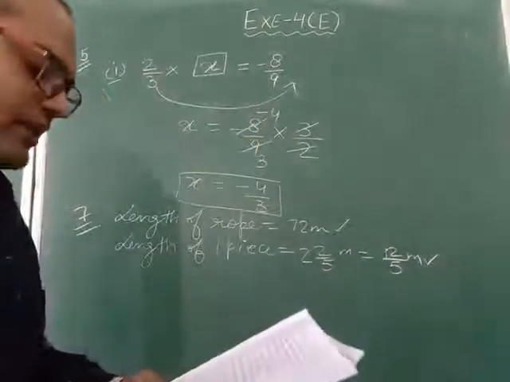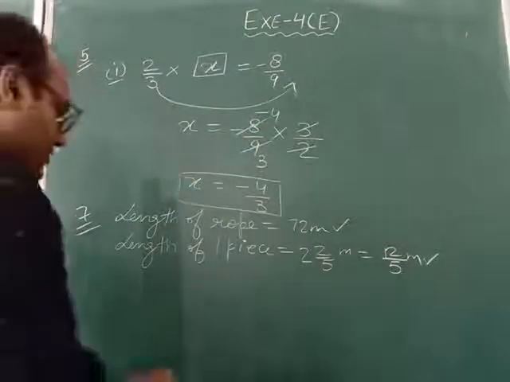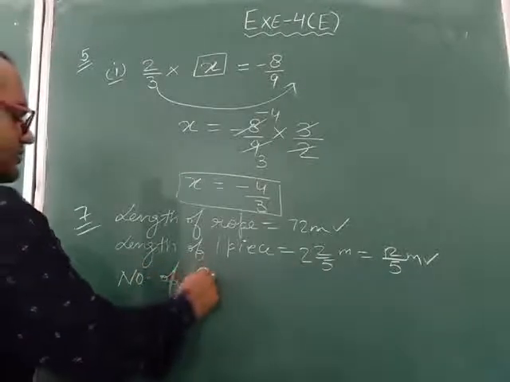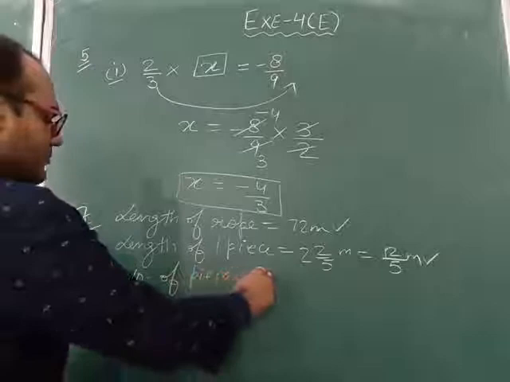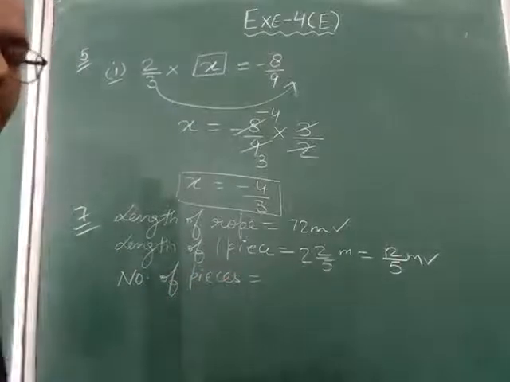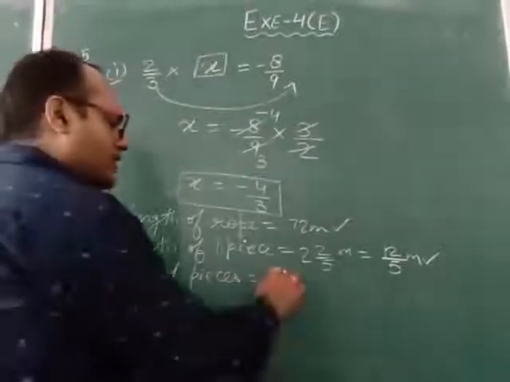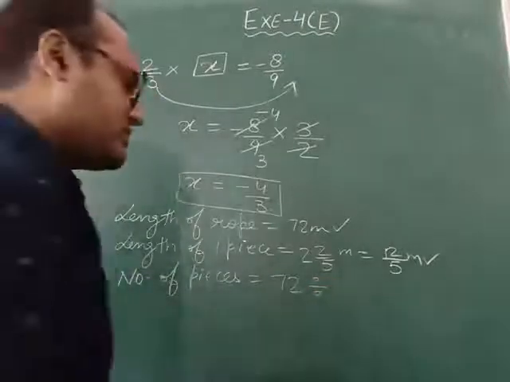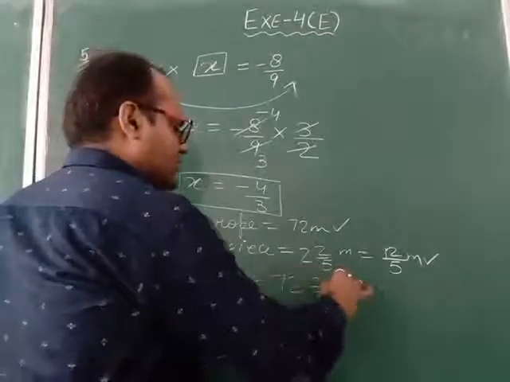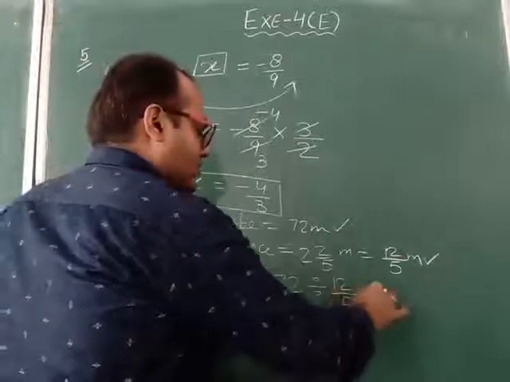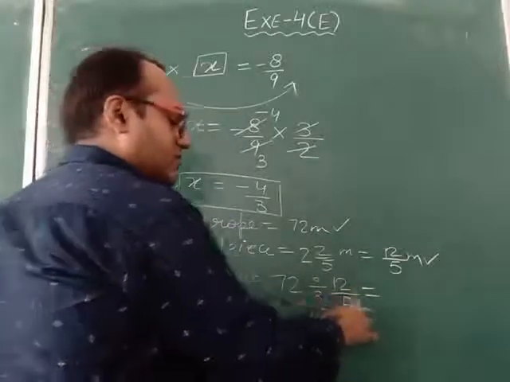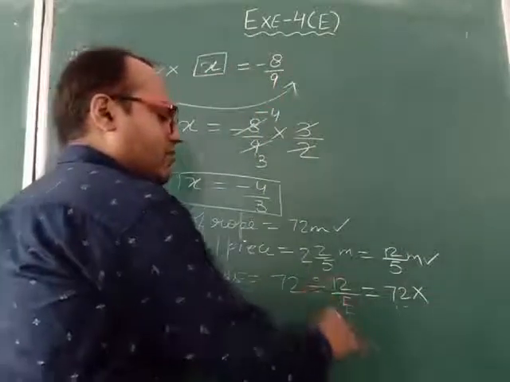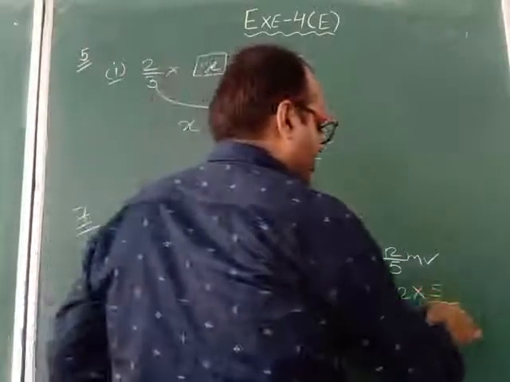Then we have to find the number of pieces. In order to find the number of pieces, what do we have to do? We have to divide the total length by the length of one piece. What is the length of one piece? The length of one piece is 12 upon 5. Now this divide we will change into multiply. So when we change this divide into multiply, 12 upon 5 will become 5 upon 12.